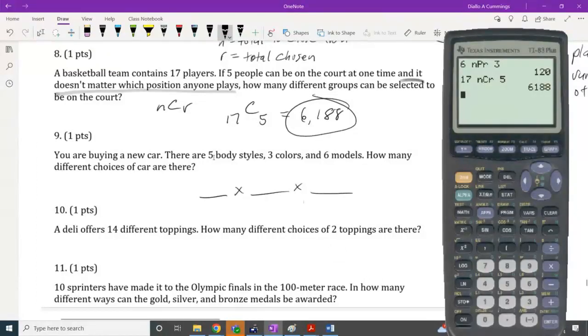Out of the body styles, how many choices are there? 5. For colors, how many choices? 3. And for models, 6. So if you multiply all those things together, 5 times 3 times 6, we have 90 different possible cars to choose from.